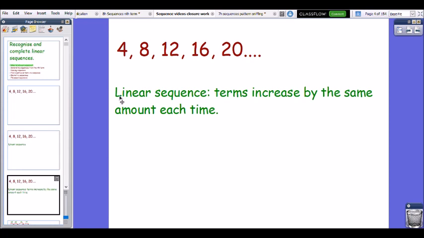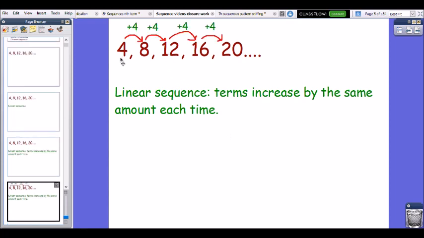Well, I'm going to tell you that a linear sequence just means that each term increases by the same amount each time. This word term just means a particular number in the sequence. So for example, 12 is the 3rd term in my sequence. So what's the rule? In the 4 times tables, each term gets 4 added onto it each time. To get from my first term to my second term, we add 4 and so on. So a linear sequence means that we're adding the same amount each time.